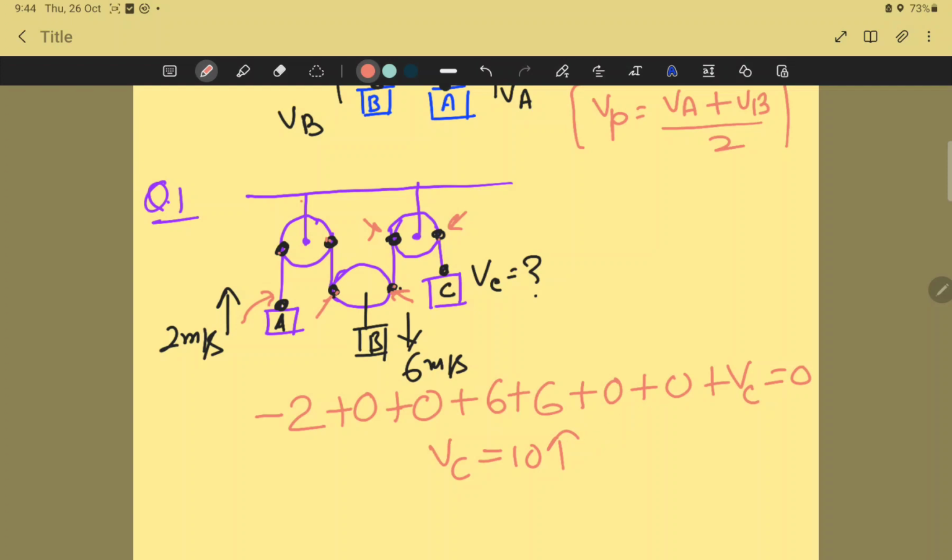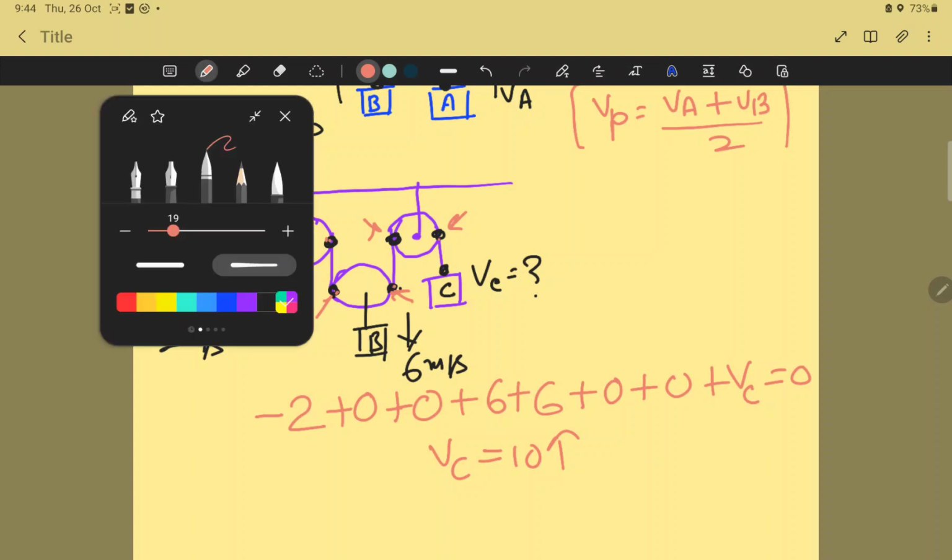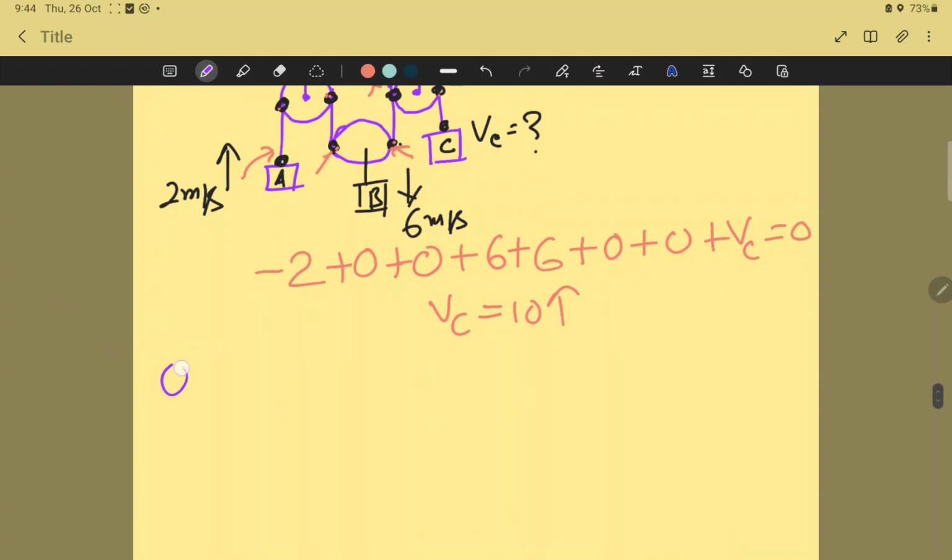So I think this method is really very helpful, and let's try one more question so it will give you better clarity. Question number 2. This is the problem, it was already asked in your paper.